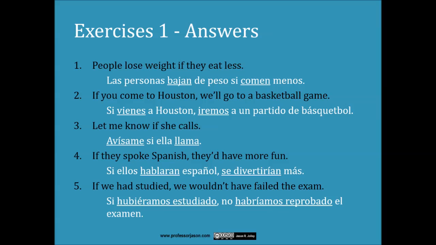Number 4, if they spoke Spanish, in the sense of if they were to speak Spanish, if they knew Spanish, right, they would have more fun. Si ellos hablaran, imperfect subjunctive, si ellos hablaran español, se divertirían más. And then finally, number 5 is one of those category 4, right? Contrary to fact in the past scenarios. If we had studied, we would not have, negative, right? We would not have failed the exam using the verb reprobar. Si nosotros hubiéramos estudiado, no habríamos reprobado el examen.